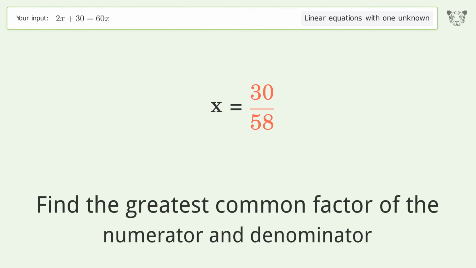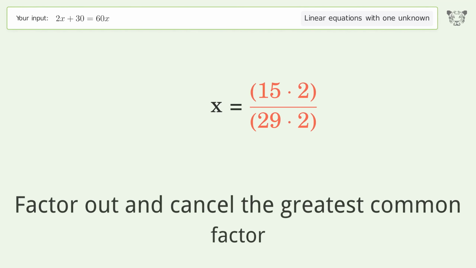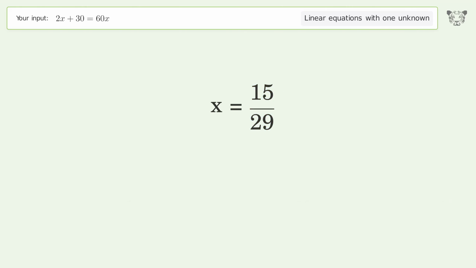Find the greatest common factor of the numerator and denominator. Factor out and cancel the greatest common factor. And so the final result is x equals 15/29.